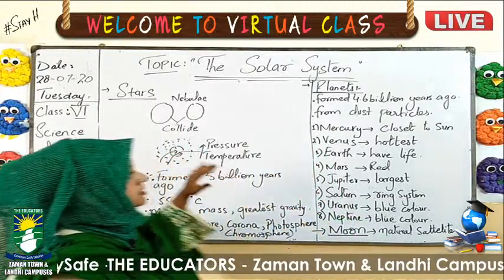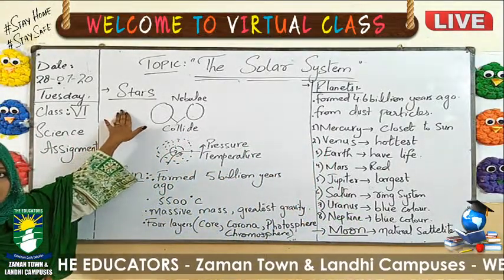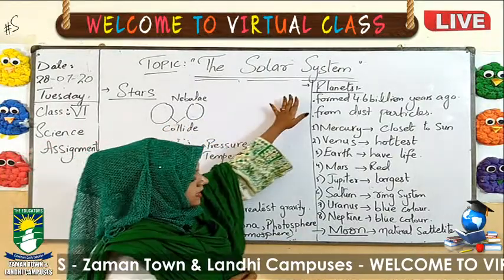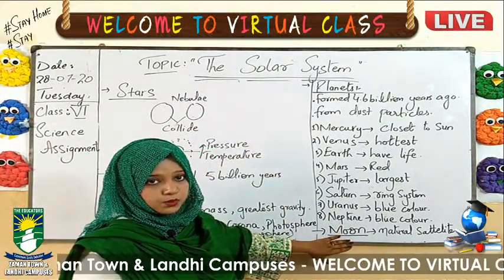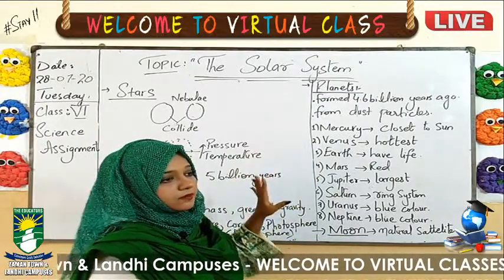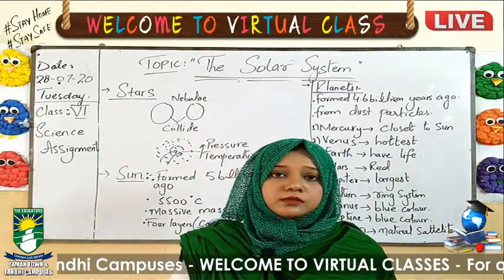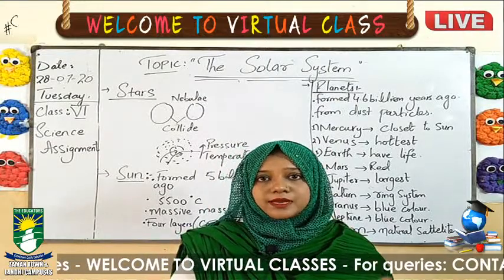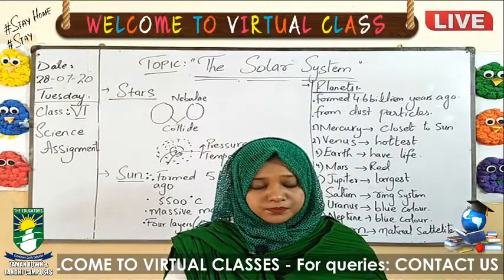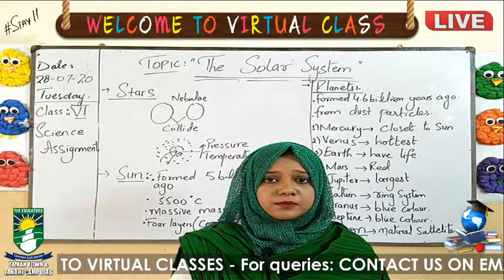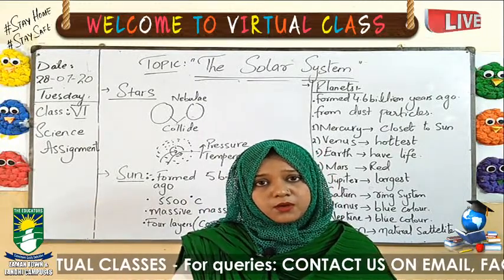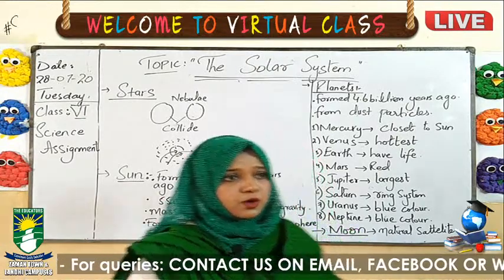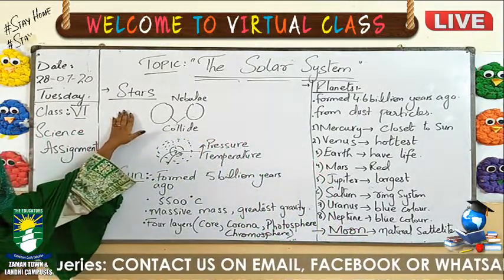The solar system comprises of stars, sun, planets, moon. These are the basic objects of which the solar system is comprised. There are some other materials like asteroids, comets, and meteors, which are formed from the dust particles of the space of the universe. Let's talk about how the stars are formed.